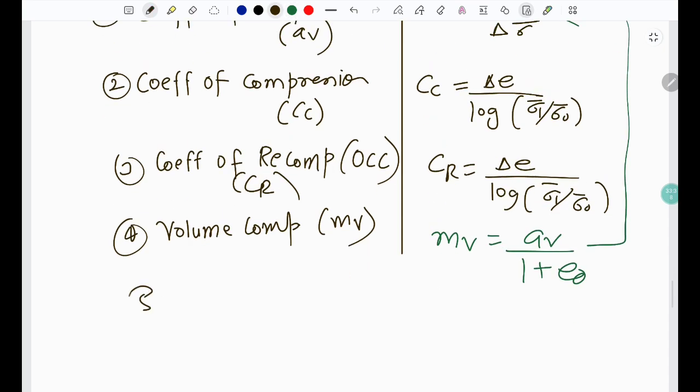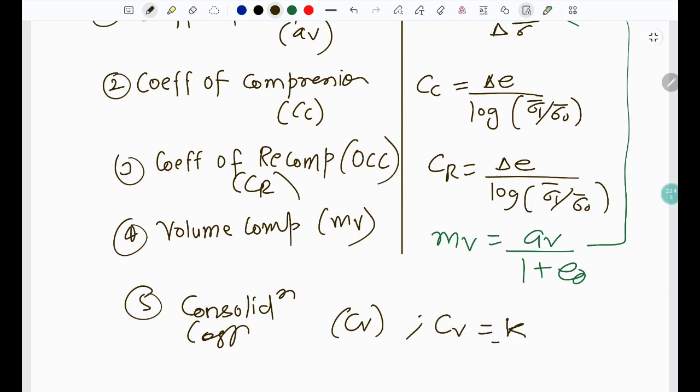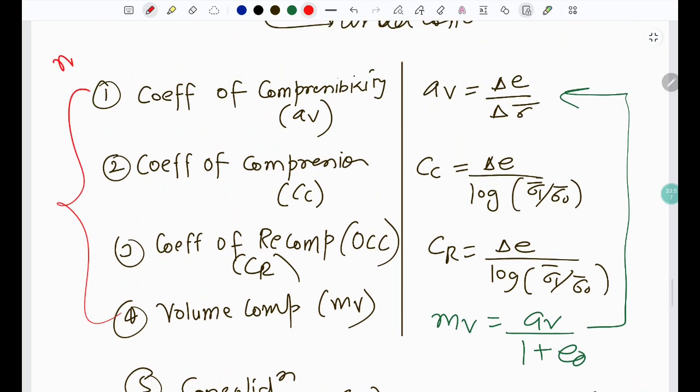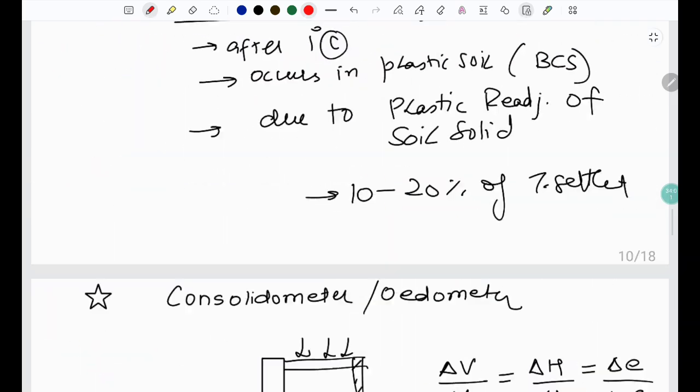Then we have last, fifth, coefficient of consolidation, written by CV. CV is written as K over MV dot gamma W, has units of meter per second, whereas all these four have unit of meter square per kilonewton. Let's see the next question in the test.